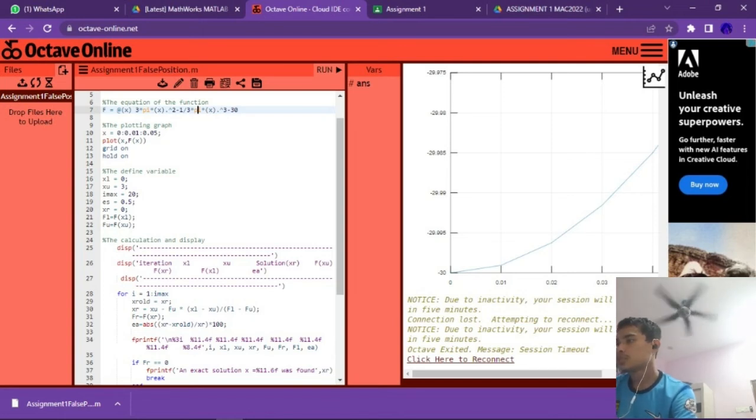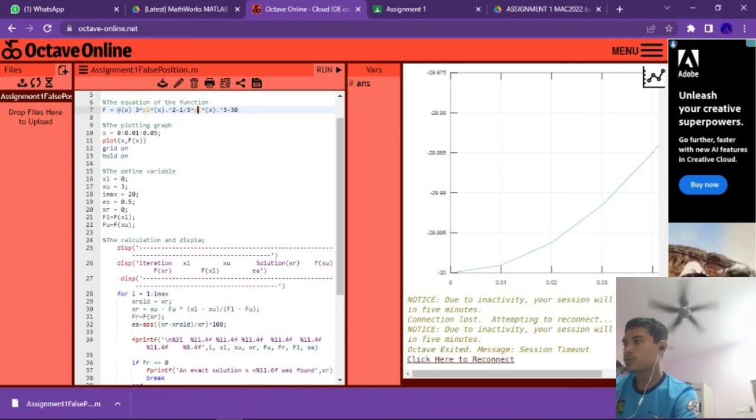For the approximation error, we put 0.5. The XR is equal to 0 because we don't calculate it yet. The FL is equal to FU. For the calculation and display, this is the code that I've used. This is, I think, a bit more reasonable.